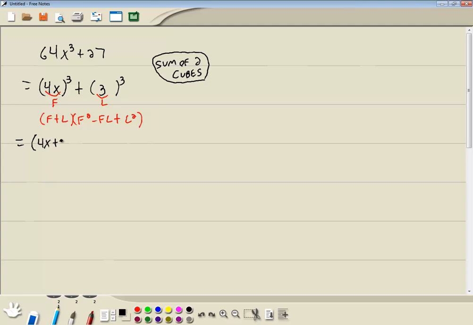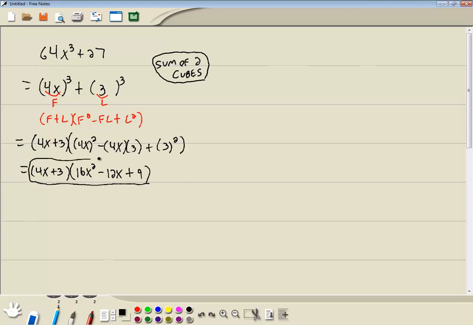So we got 4x plus 3, 4x to the second power minus 4x times 3 plus 3 squared. So we got 4x plus 3, 4x squared. 4x times 4x gives us 16x squared. Minus 4x times 3 is 12x. Plus 3 squared gives us 9.